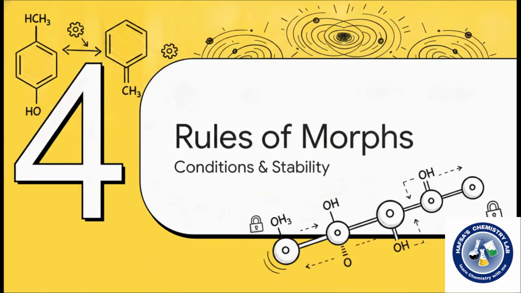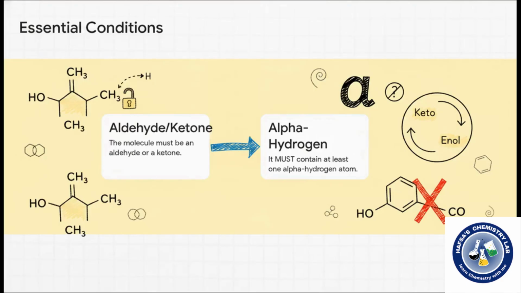Now, these molecular morphs don't just happen at random. They are governed by some very strict rules of engagement, including essential conditions and stability factors. The golden rule for keto-enol tautomerism is the presence of an alpha hydrogen atom. That's a hydrogen attached to the carbon sitting right next door to the carbon-oxygen double bond. Without that specific hydrogen to make the jump, the molecule is completely locked out of the shape-shifting game entirely. This is exactly why molecules like benzaldehyde, which lack that crucial alpha hydrogen, just can't participate at all. They are permanently frozen in their keto form.